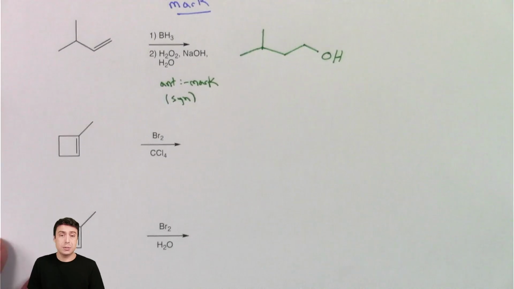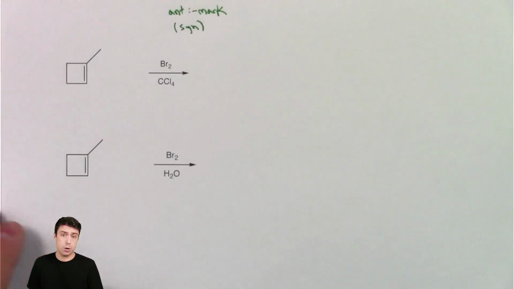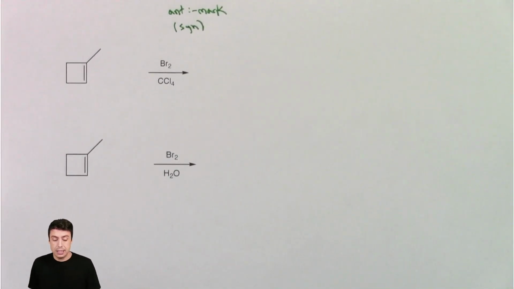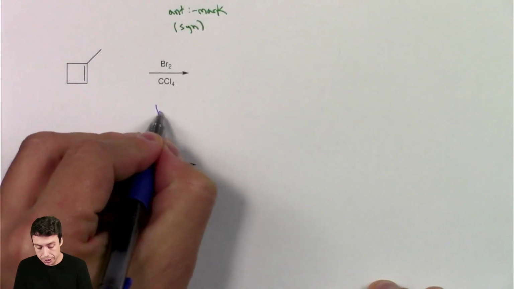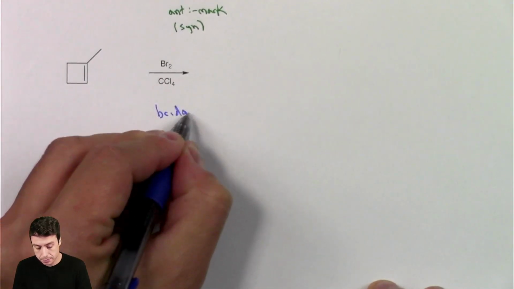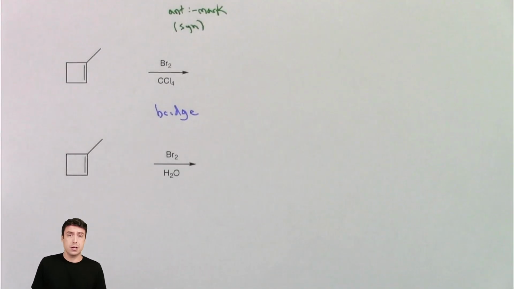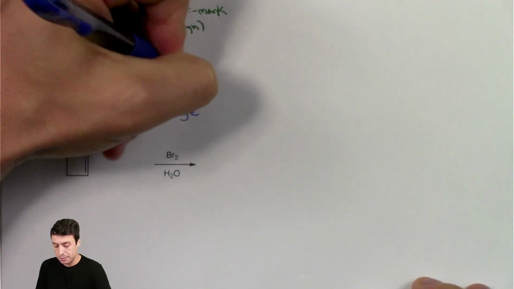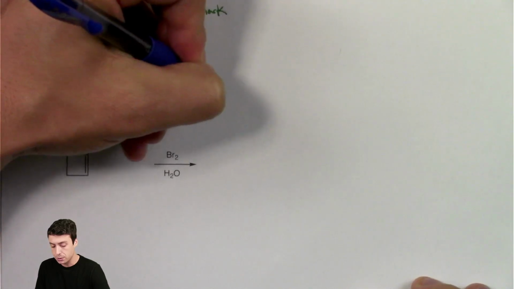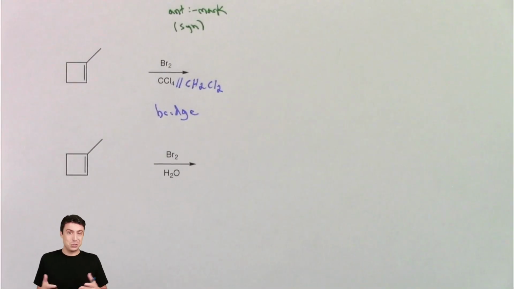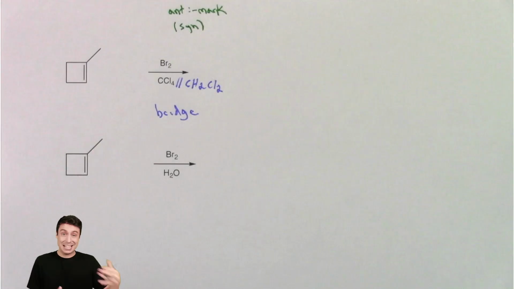What about Br2 with CCl4 versus Br2 with water? So I'm grouping these two together. These are both your bridge intermediates. So Br2 CCl4, remember CCl4 is inert. So CCl4 or maybe CH2Cl2, those things are not reactive. They don't do anything. So inert means ignore.